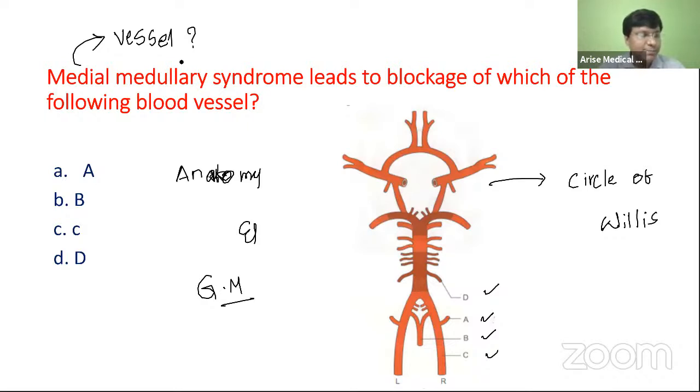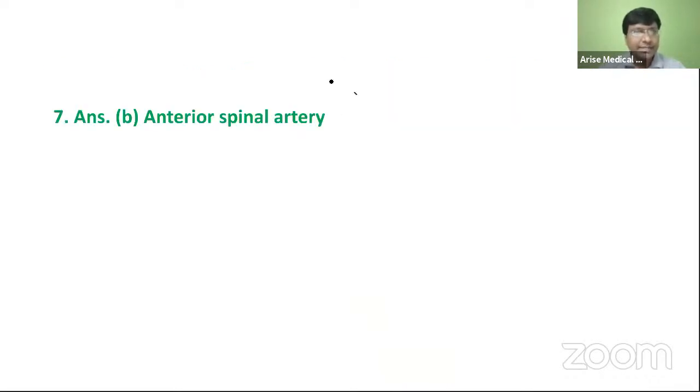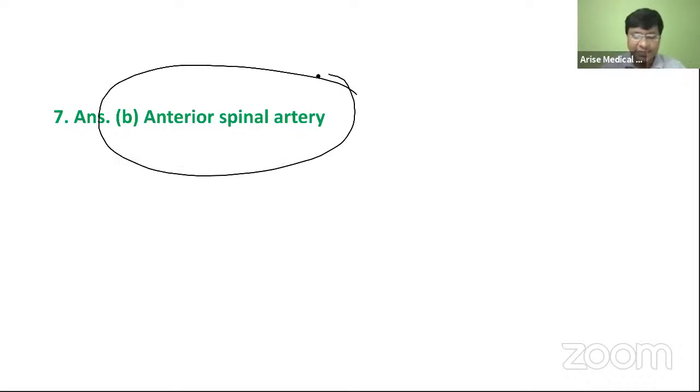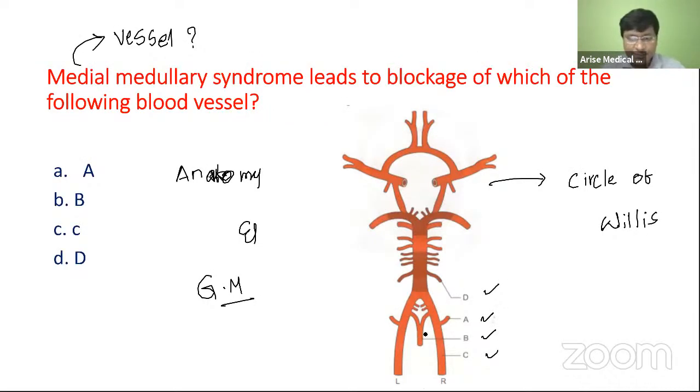Your PICA, that is posterior inferior cerebellar artery, is involved in lateral medullary syndrome, not in case of medial medullary syndrome. In medial medullary syndrome, the involvement is the anterior spinal artery. And what is your anterior spinal artery? This is your anterior spinal artery. Only one student answered, Sandeep Chandra. Very good, excellent.